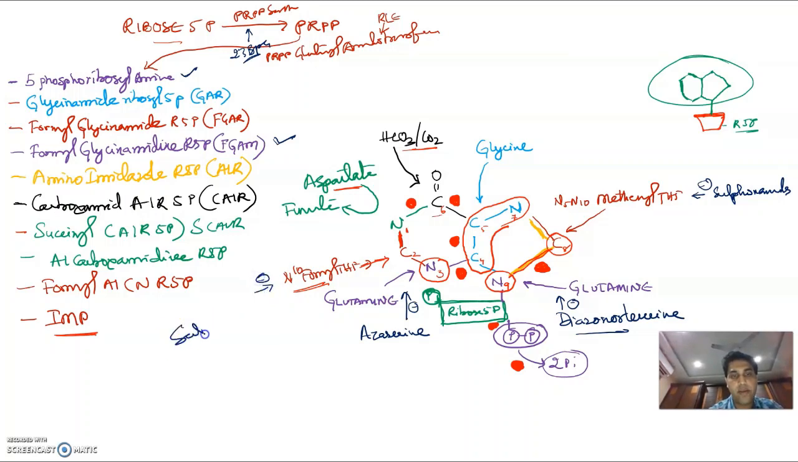It is inhibited by sulfonamides because they have a structure very similar to PABA, which is a component of folic acid. So azaserine, diazonorleucine and sulfonamides are the inhibitors that you need to remember at this step.